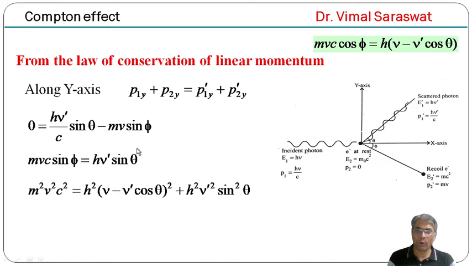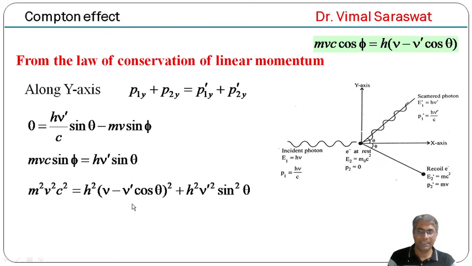Now if we open this bracket, then this will be equal to ν² + ν'² cos²θ − 2νν' cosθ. It means here we have h²ν'² cos²θ, and here h²ν'² sin²θ. So this will be equal to h²ν'², and in bracket cos²θ + sin²θ, and this will be equal to h²ν'².